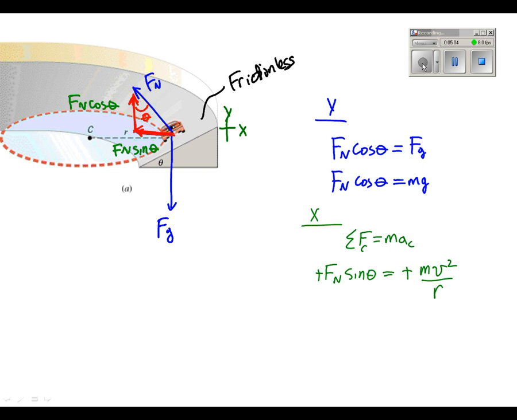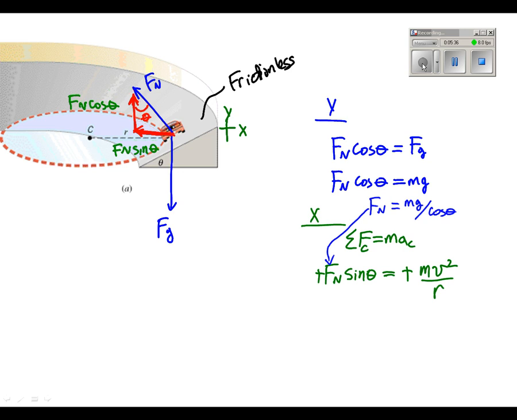And what this really says is that the centripetal force is really just this component, Fn sine theta. Now, what we're going to do is combine these two equations. I'm going to take this top equation up here and solve for Fn and plug it into this bottom equation. So for this top equation, Fn equals mg divided by cosine theta. Now I'm going to take that and plug it right in there for Fn.